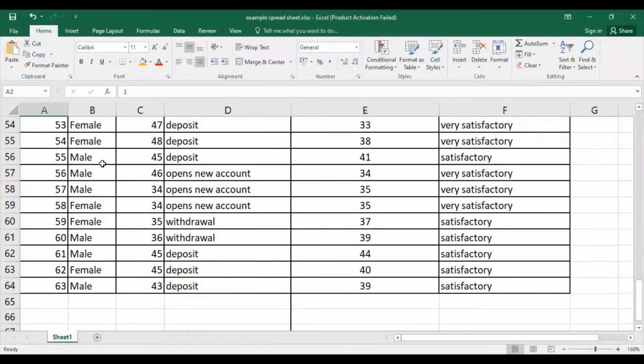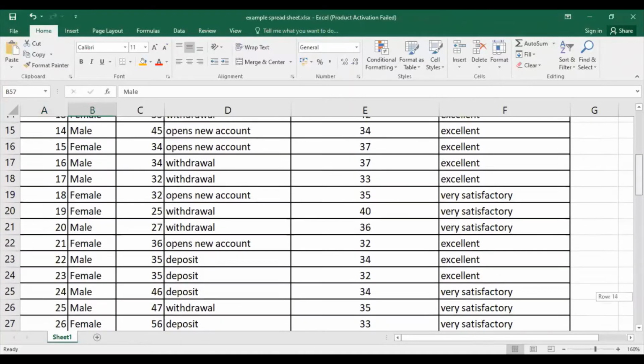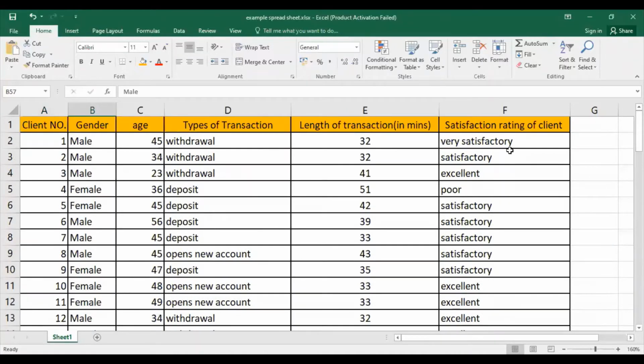In both genders, male and female, who were asked to give their satisfaction rating with regards to the services they receive from the bank personnel. So here we are going to make use of the Countif, which is a statistical function to count the number of cells that meet a certain criterion.